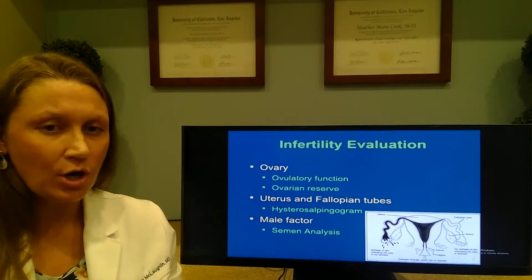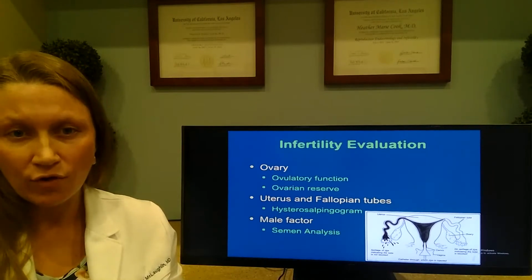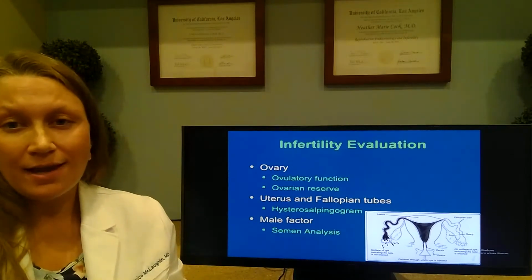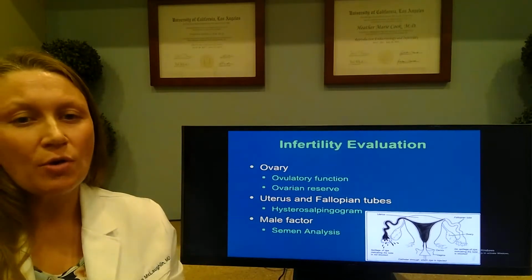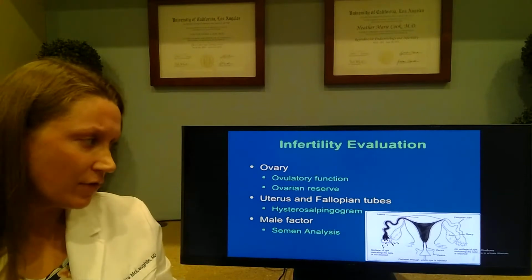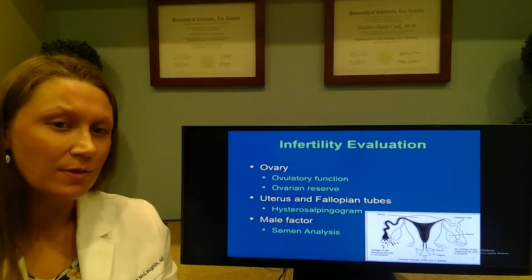So that's everything we're going to look at as far as the ovary. And then it's important to think about the anatomic considerations. So looking at the uterus, looking at the fallopian tubes, and the way that we do that is with this HSG.